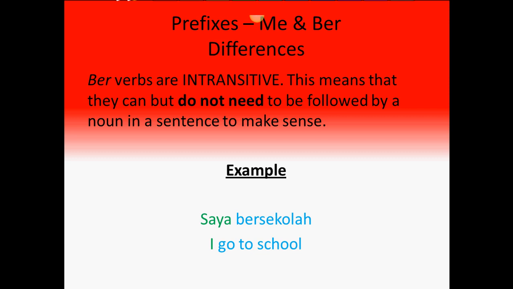Now be verbs are intransitive. This means that they don't need a noun to follow them in a sentence to make sense. If we look at our example here, saya bersekolah, I go to school. You can see there the pronoun and the verb, it doesn't need a noun for it to make sense.